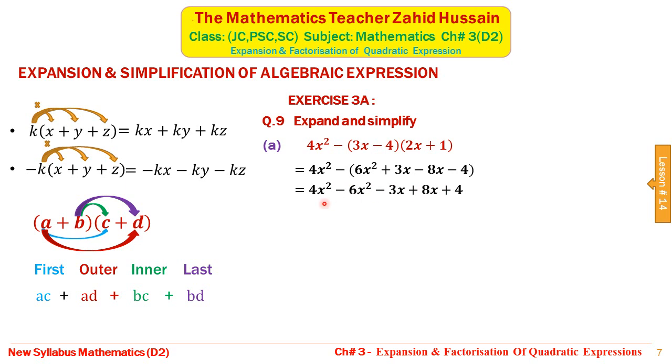Now you can simplify. 4x square minus 6x square, two numbers with different signs. You will subtract 4 from 6, and with the answer you will write the sign of the larger. Minus 3 plus 8, different signs. You will subtract 3 from 8, and with the answer you will write the sign of the larger, and plus 4 is the only constant term. So this is your answer.